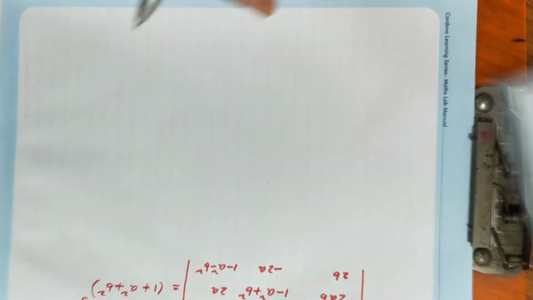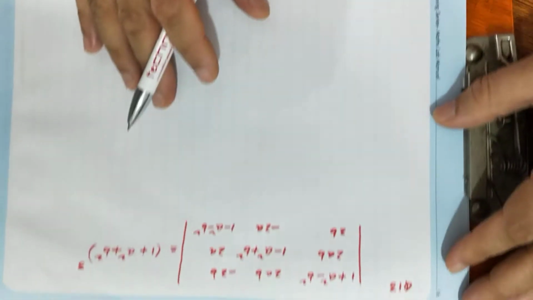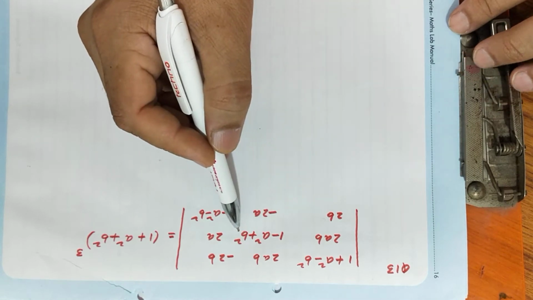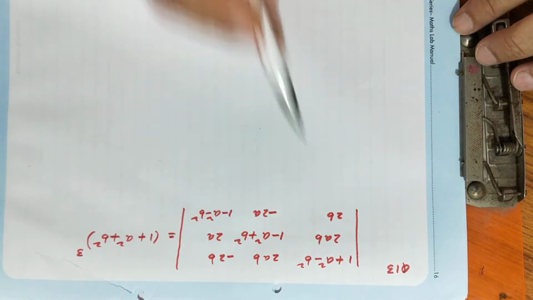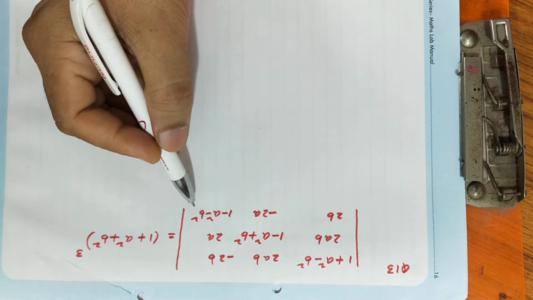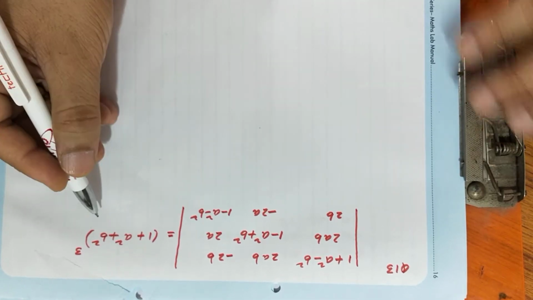Now we'll discuss question number 13. Question number 13 for you: the determinant with rows (1 + a² − b², 2ab, −2b), (2ab, 1 − a² + b², 2a), (2b, −2a, 1 − a² − b²) is equal to (1 + a² + b²)³. How to solve this question?